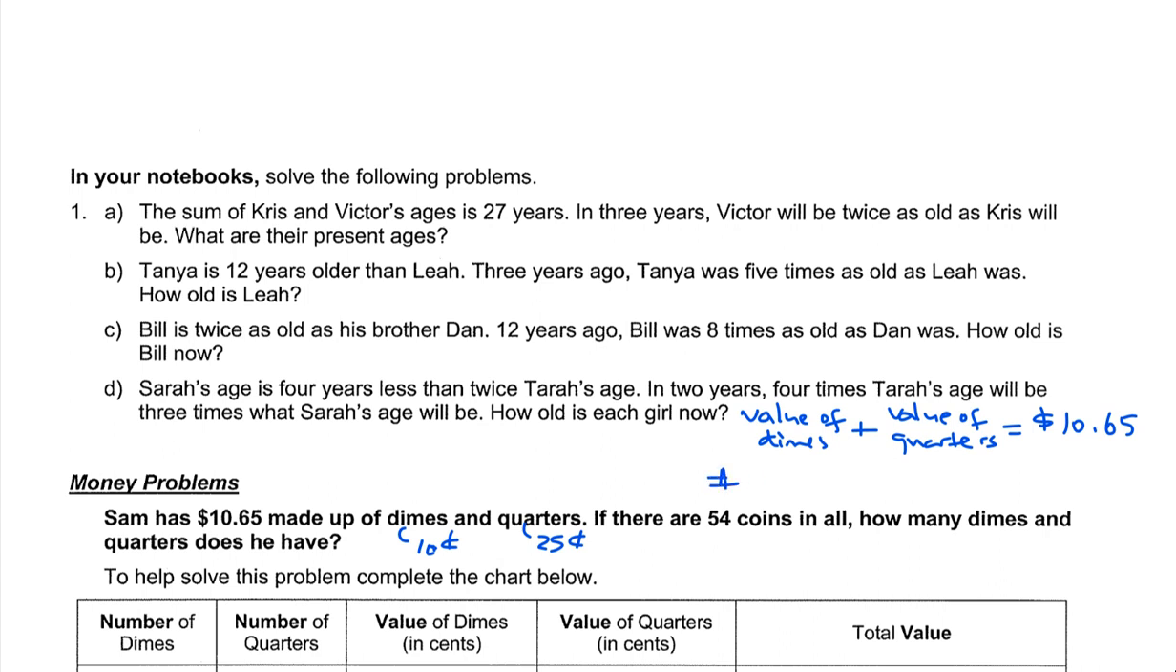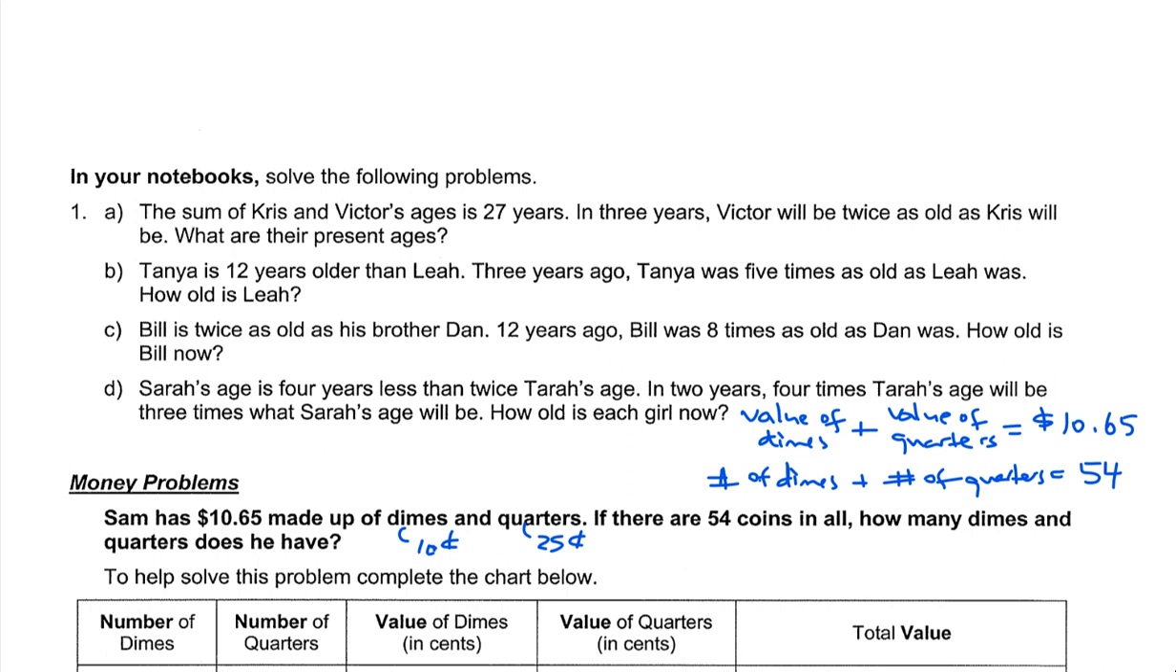So that means that the number of dimes plus the number of quarters is 54. So you see, it's two separate equations that they're giving us. But the thing is, we only need one equation. So what we can do is use one of these equations as a let statement and use the other one as the equation. And probably the easiest one to use for the let statement is the one that has to do with the number of dimes and quarters.